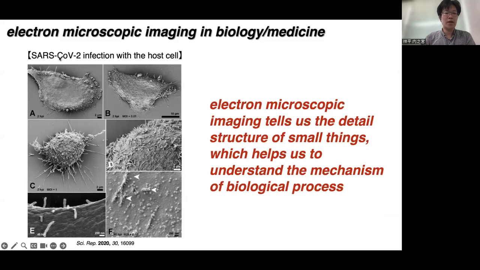Also, electron microscopic imaging provides a virus infection with host cells at single cell. So you can see many virus here on the surface of host cells. So like this, electron microscopic imaging tells us the detailed structure of things, which helps us to understand the mechanism of biological process.